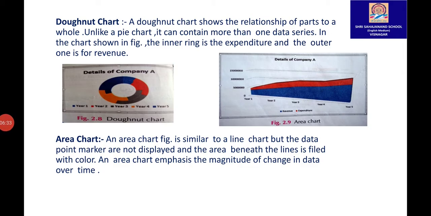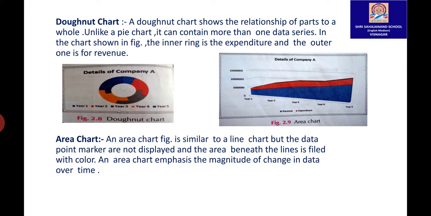Now donut chart. Donut charts show the relationship of parts to a whole. It can contain more than one data series in the chart. As shown in the figure, the inner ring is the expenditure and the outer ring is the revenue.